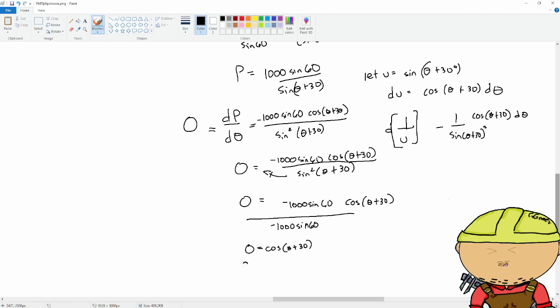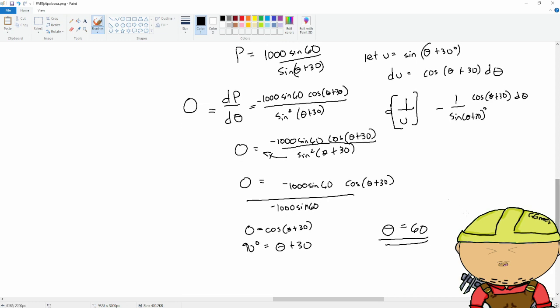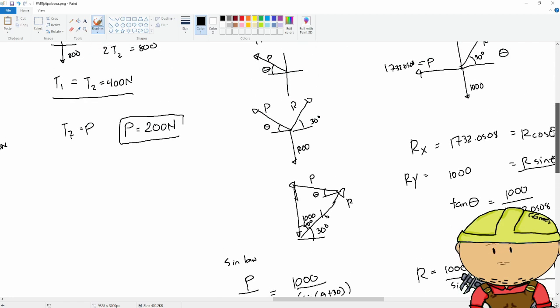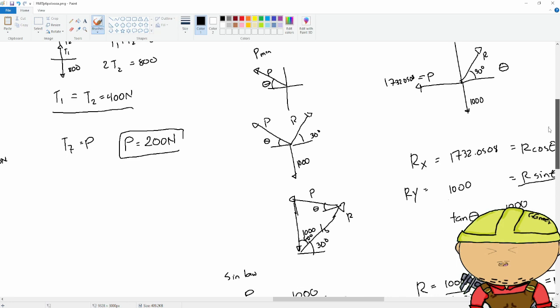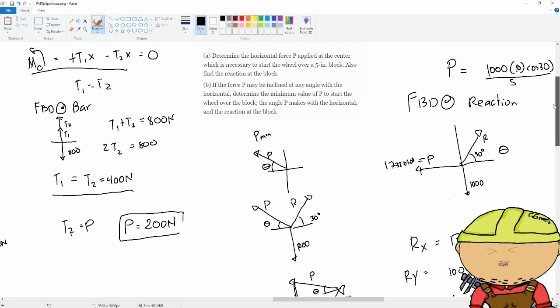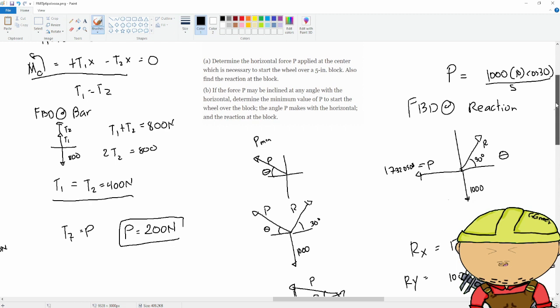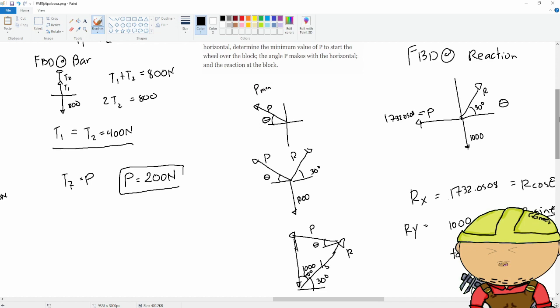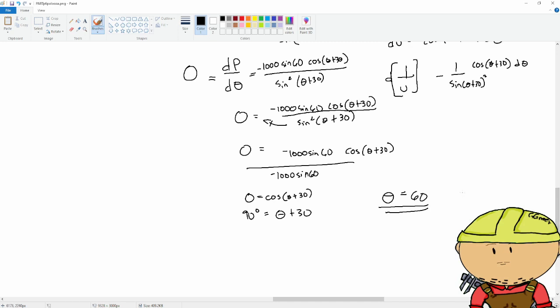And cosine of 90 degrees is 0, so 90 degrees is equal to theta plus 30. Theta is 60 degrees. So the most efficient or minimum angle is 60 degrees. The angle P makes with the horizontal is 60 degrees. Okay, that's the angle. Let's get P.